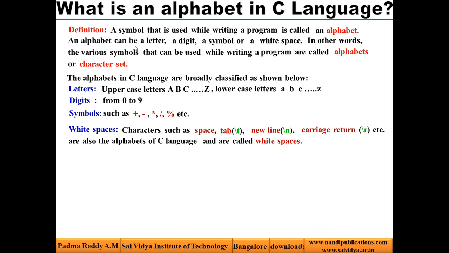So a symbol that is used while writing a program is called an alphabet. An alphabet can be a letter, a digit, a symbol, or a white space. In other words, the various symbols that can be used while writing a program are called alphabets or character set. The alphabets in C language are broadly classified as letters, digits, symbols, and white spaces.